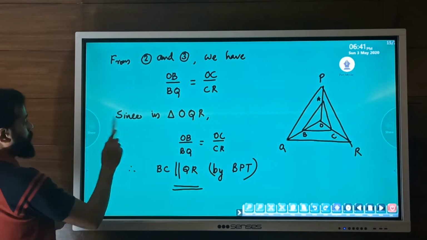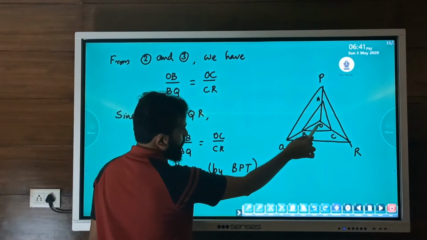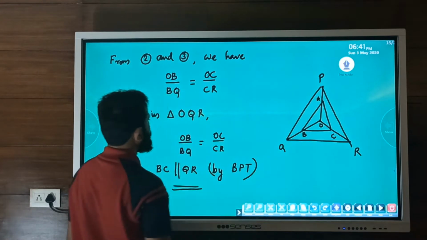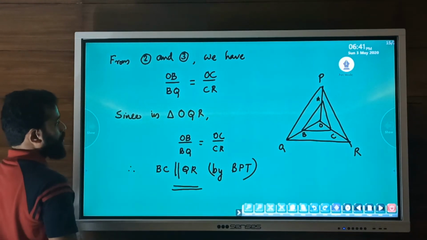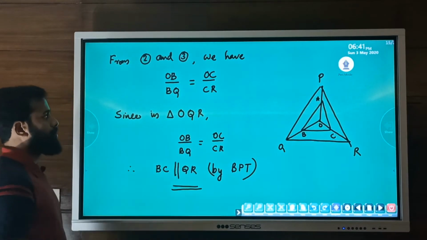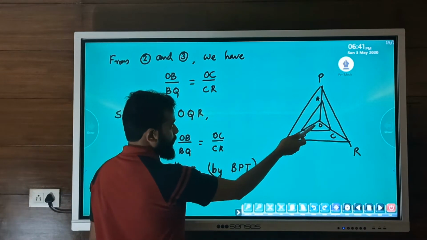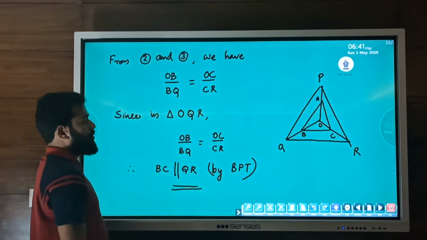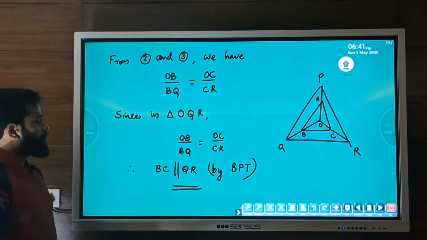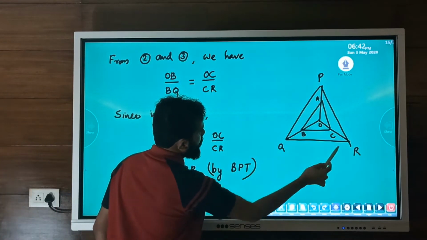Now we are considering the third triangle, that is OQR. In triangle OQR, OB by BQ is equal to OC by CR. We already proved. So that means the sides are divided in the same ratio. If the sides are divided in the same ratio, the lines will be parallel. That means BC will be parallel to QR by basic proportionality theorem.